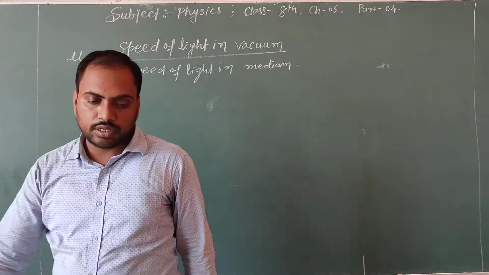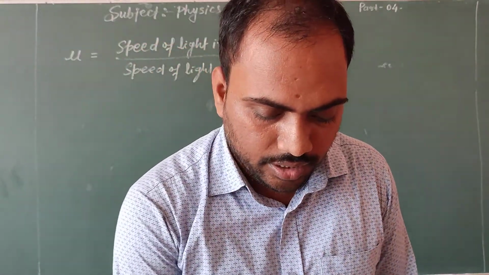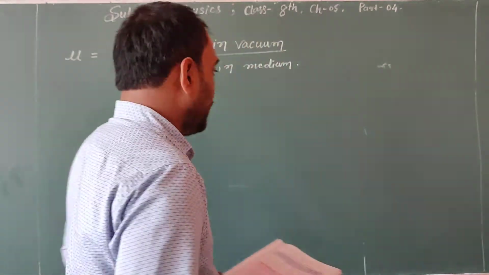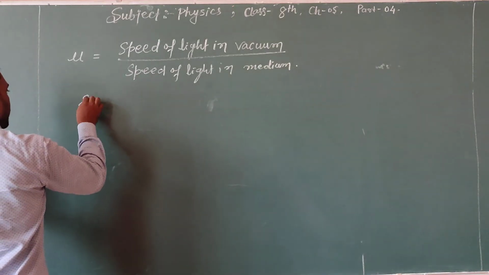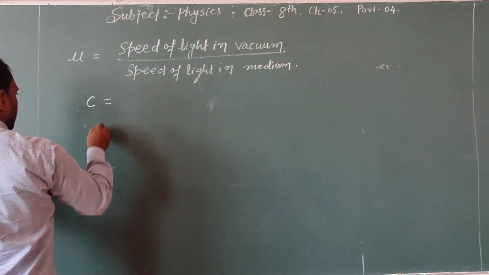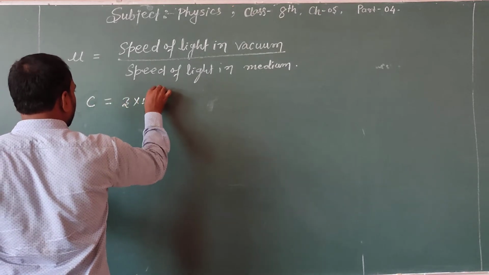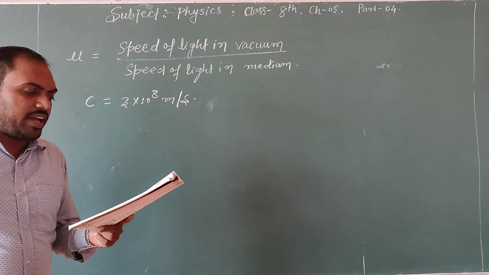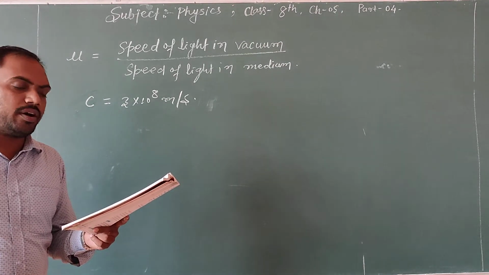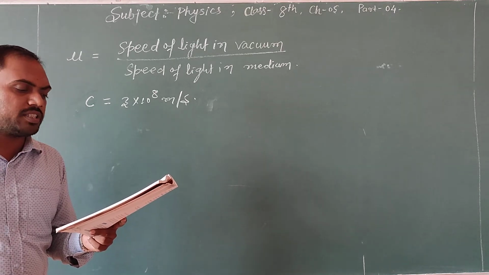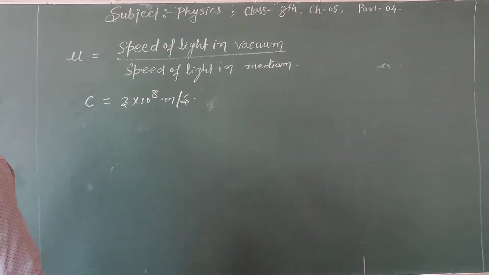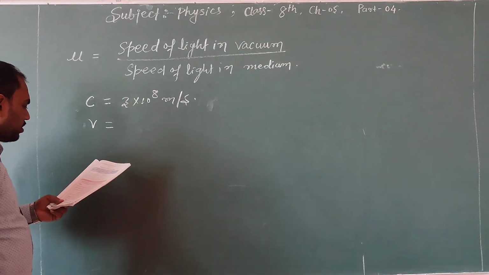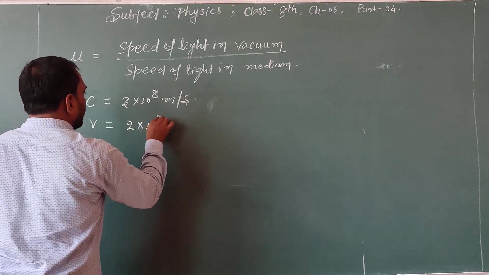So just focus on the question and understand it. The speed of light in vacuum is 3 into 10 raised to 8 meter per second. It is given that the speed of light, that is C, is 3 into 10 raised to 8 meter per second. And the speed of light in a medium, that is V, is given as 2 into 10 raised to 8 meter per second.